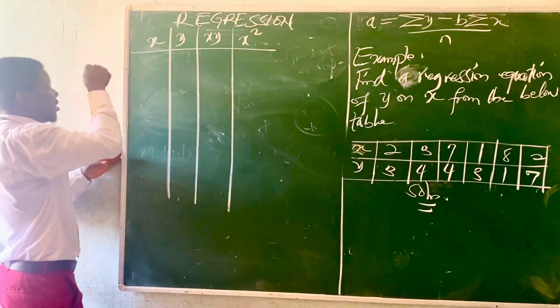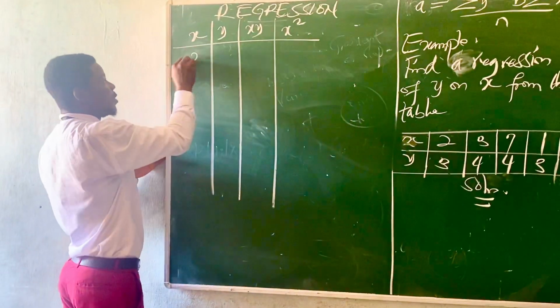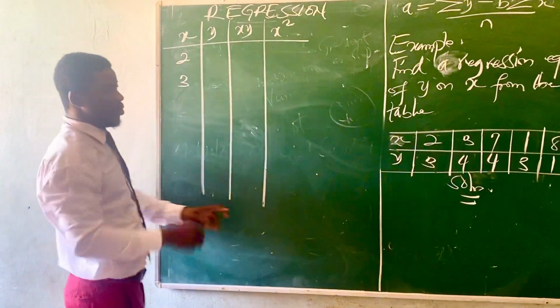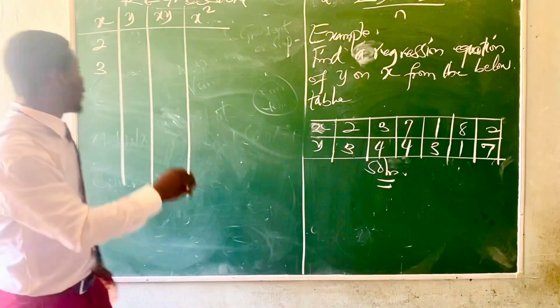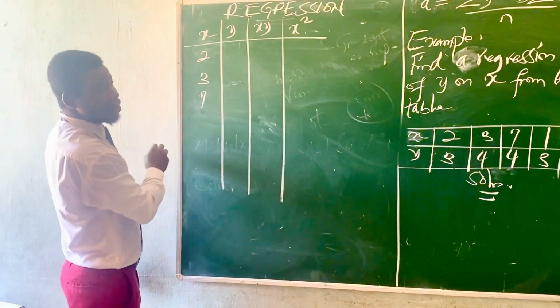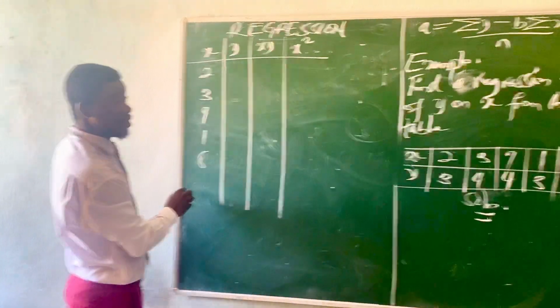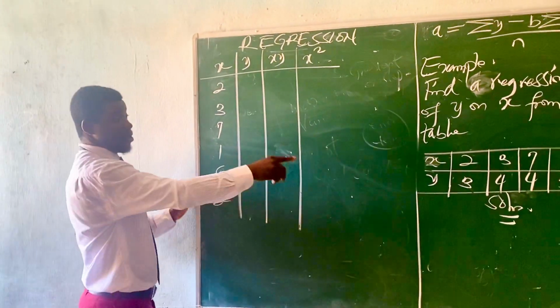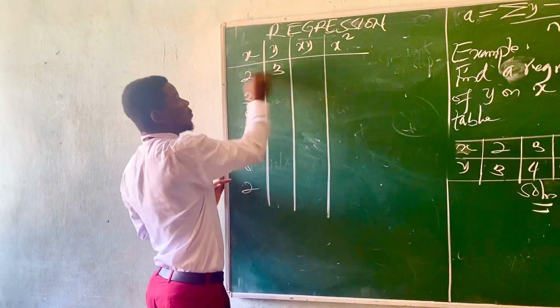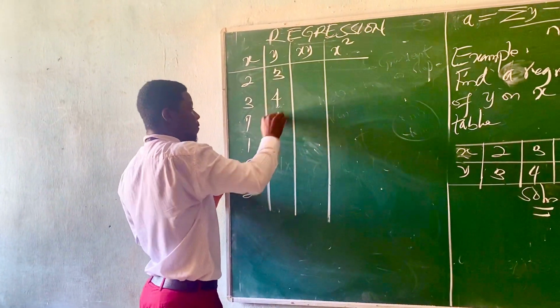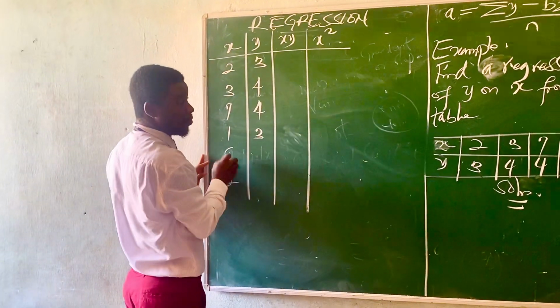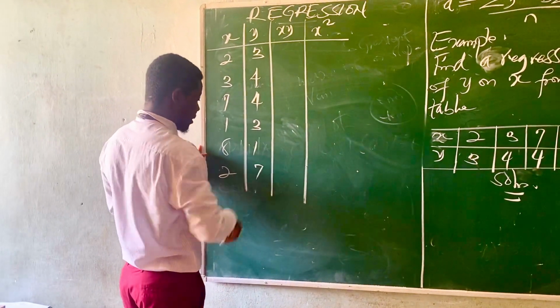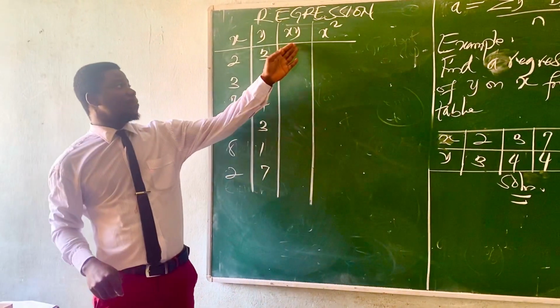So what we do is this. Your x is already there, which is 2, 3, you can see it from here, and 7, I think we have 1, 8, and of course 2. And of course we have our y as well, which is 3, 4, 4, and we have 3, 1, and 7. So you obtain the value of this.